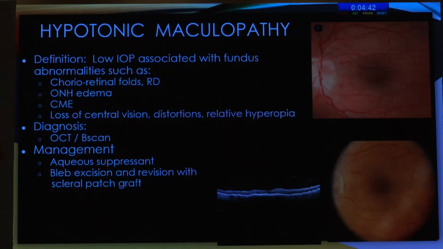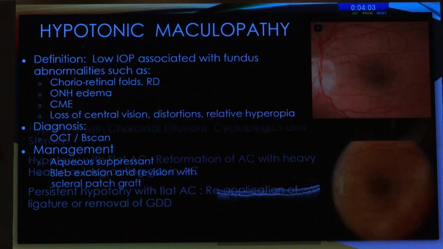And with hypotony, we are always worried about hypotonic maculopathy. On fundus examination, you can see chorioretinal folds, retinal detachment, optic nerve head edema, cystoid macular edema, or there could be loss of central vision. So diagnosis is pretty obvious on your fundus 90-diopter evaluation, but sometimes OCT can help us in picking up the maculopathy and retinal edema. And management is mostly surgical, as Dr. Kirti pointed out. Remove the bleb and apply a scleral patch graft, cover with amniotic membrane and conjunctiva, and hypotony will be taken care of and maculopathy will resolve after some time.